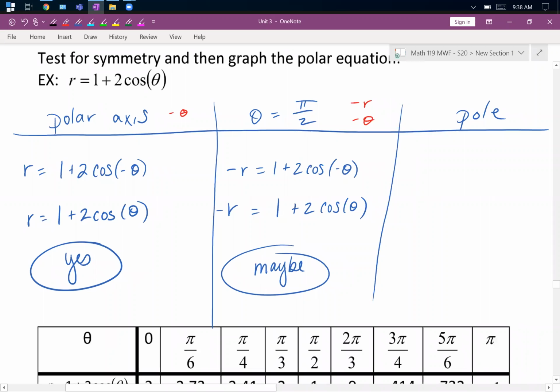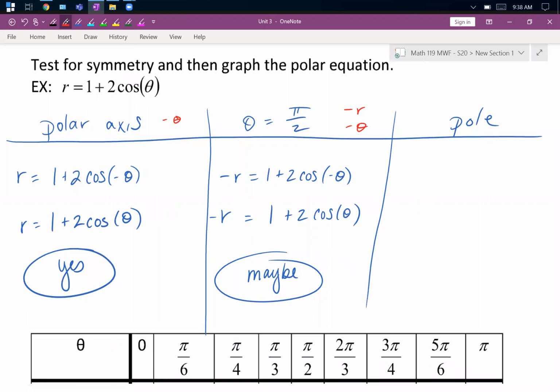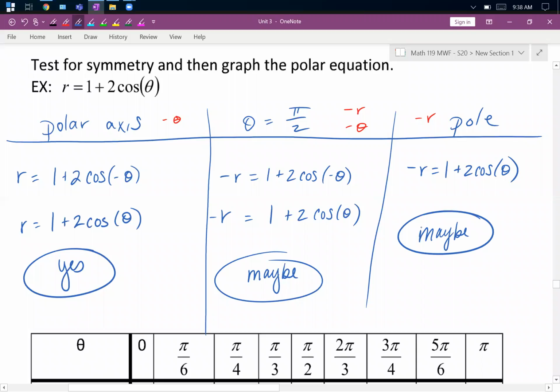And then last but not least, testing symmetry with respect to the pole. Here we're just replacing r with negative r. That'll give us our diagonal symmetry. Can that be turned into the original? No, that's what we had in the last step. So this one's a maybe as well. Our graph is only for sure displaying symmetry with respect to the polar axis.